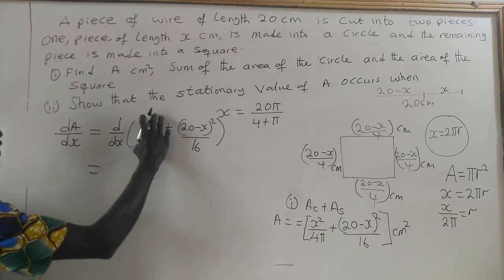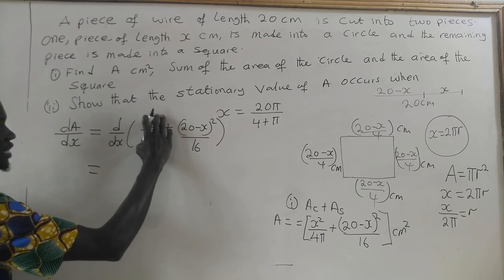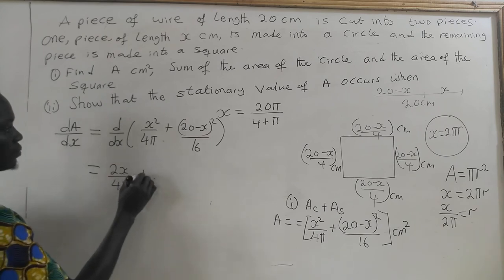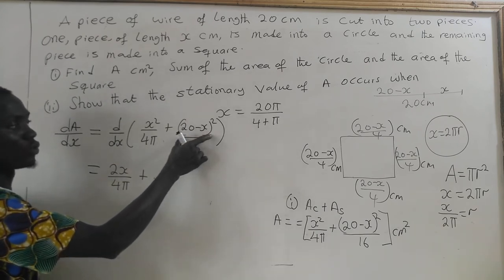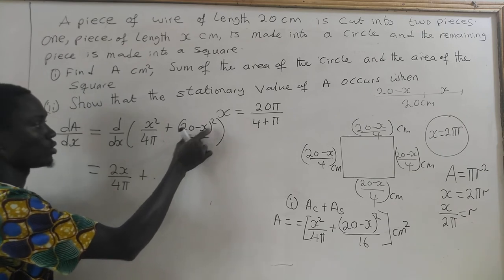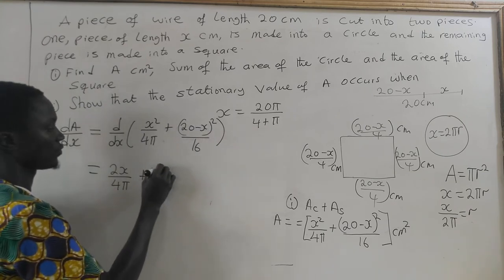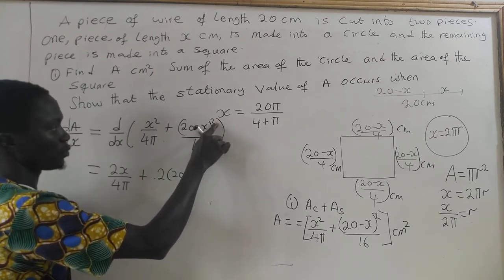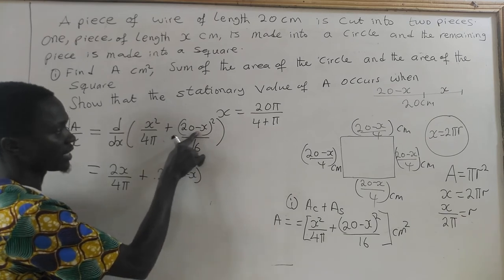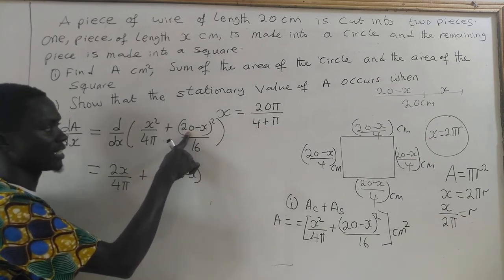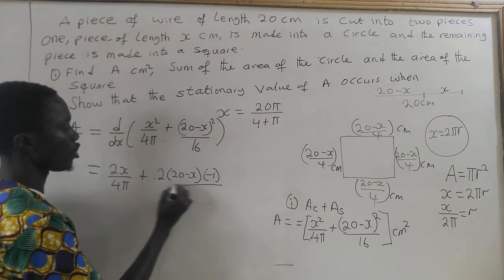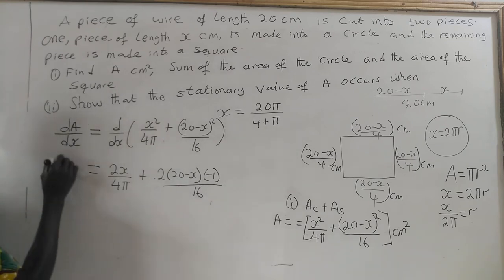This is equal to, we have to differentiate this. If we differentiate this, we are going to get 2x divided by 4 pi plus, here we are going to differentiate it using the chain rule. So the 2 multiplies the original function. We have 2 times (20 minus x), then subtract 1 from the 2 to get 1. Then we differentiate what is inside. If we differentiate 20 with respect to x, we get 0. If we differentiate minus x with respect to x, we get negative 1. All divided by 16 equals dA/dx.